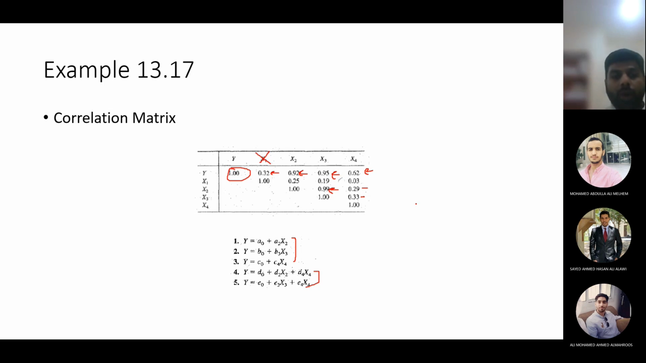The correlation between y and the independent variable must be high to come in the equation. If it is not, that variable cannot come in any equation. And the second condition is the correlation between any two independent variables. If it is strong, then only one of these two can come. So you can see x2 and x3 correlation was strong, so either include x2 or x3. Both of them cannot come in the same equation. So correlation analysis can help you decide which variables should come in the equation.